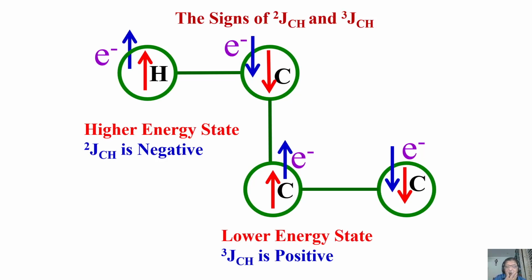But next the question is, how does the sign of the coupling influence the spectrum? What happens if the J is positive? How does the spectrum look? If the J is negative, how does the spectrum look? Can I get the sign of the coupling just by looking at the spectrum? These are the questions which we have to answer now.